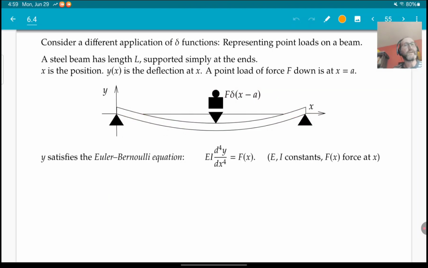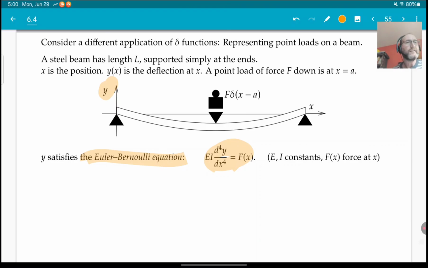The differential equation for this is this one. y is the deflection, so at any particular point, y is how far the beam is deflected. Negative y is deflected downward, and in this case it's going to be down because the force is going down. That's the Euler-Bernoulli equation.